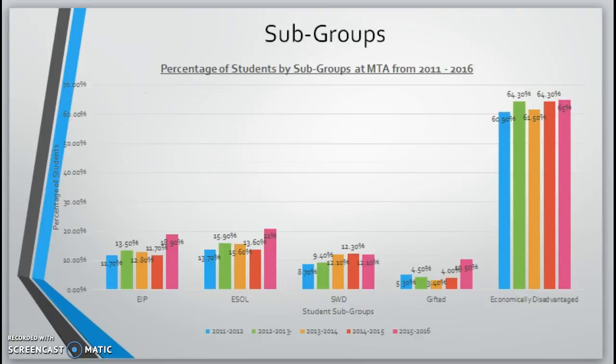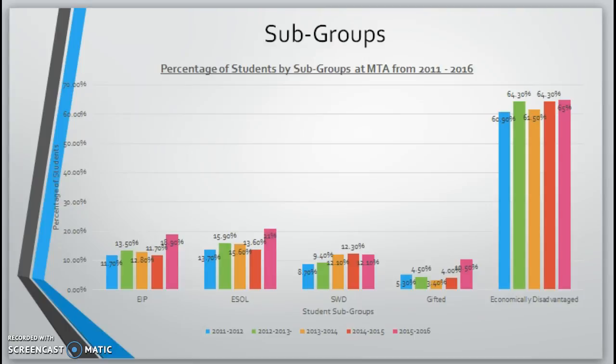The subgroups of students at our school consist of students being served in the following areas: Early Intervention Program, English to Speakers of Other Languages, Students with Disabilities, Gifted Students, and Economically Disadvantaged Students. We have seen an overall increase in all of our subgroups over the past 5 years, with a noticeable increase just this past year in EIP, ESOL, and gifted students receiving services.